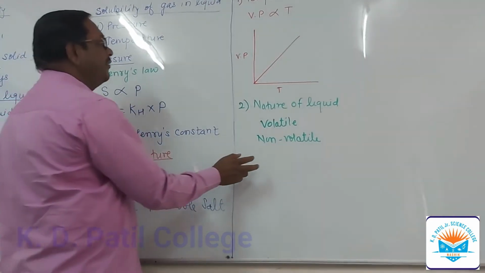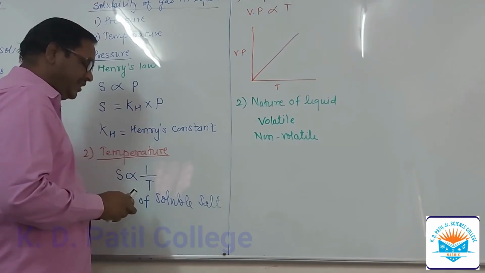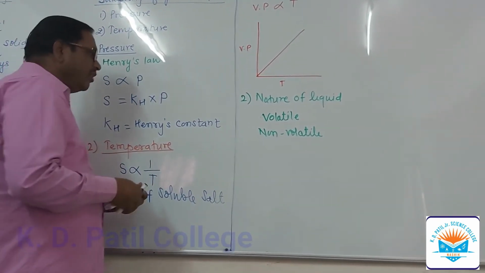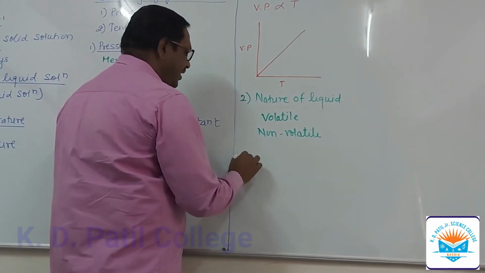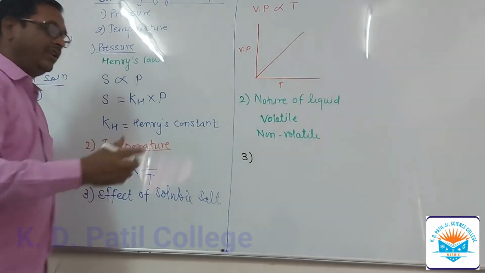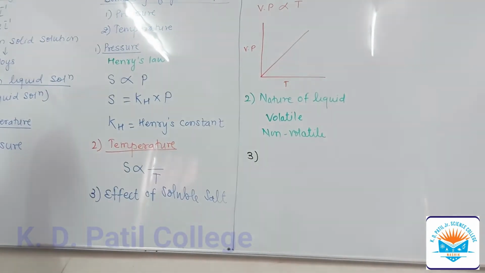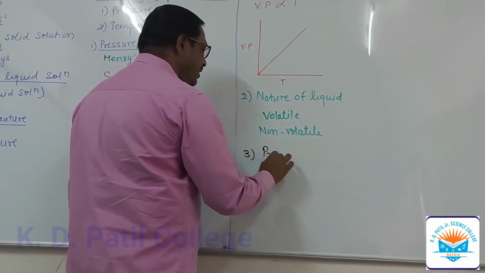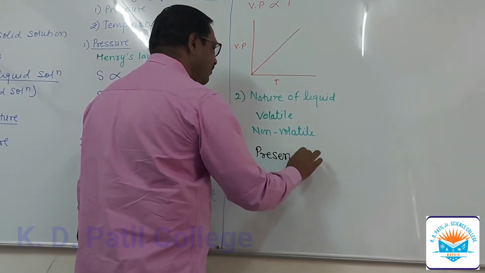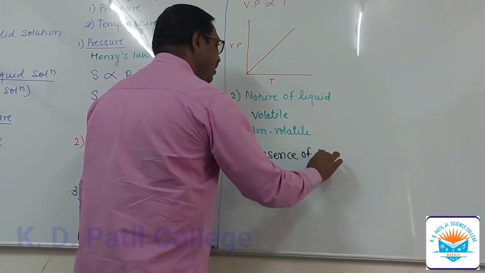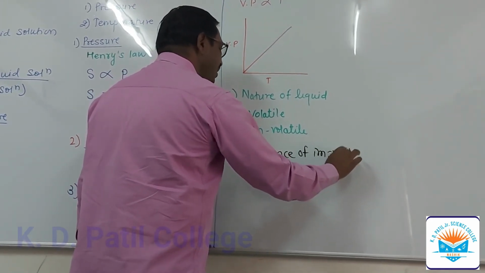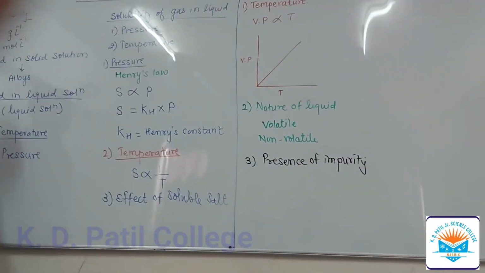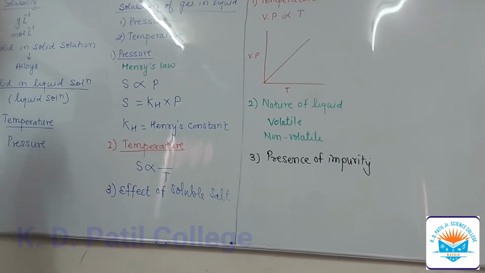In this way, the third factor affecting the vapor pressure of liquid is the presence of impurity. Now, how does the presence of impurity affect the vapor pressure of a liquid?